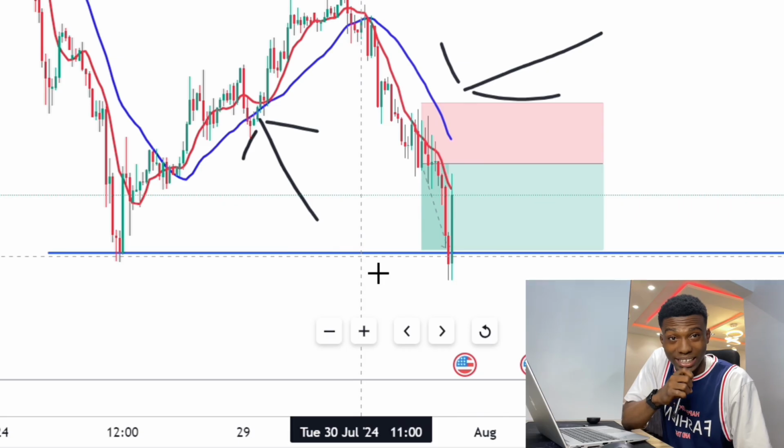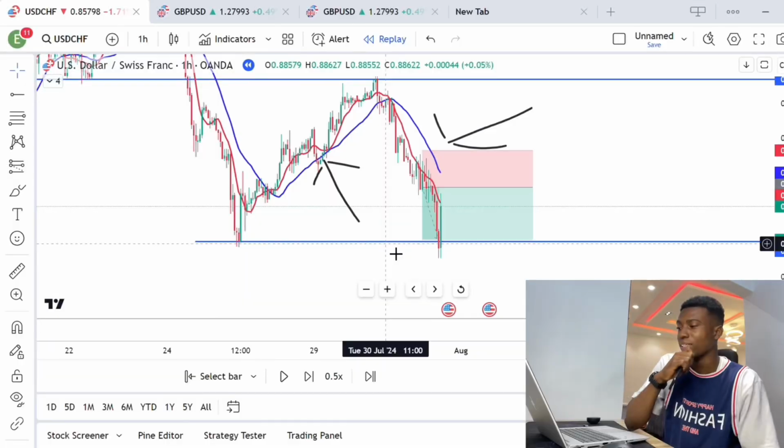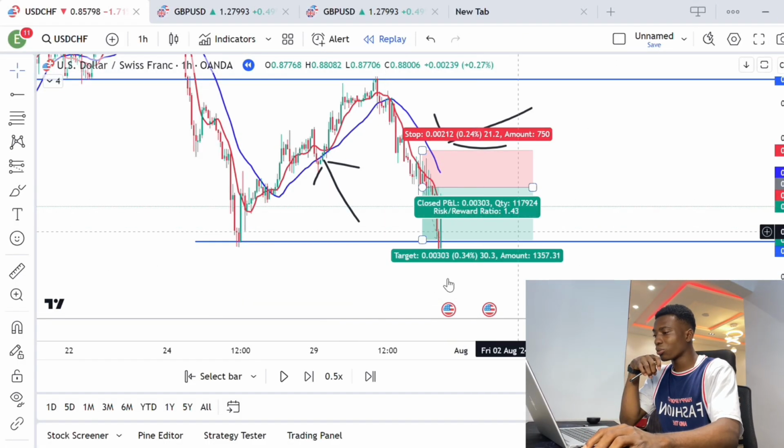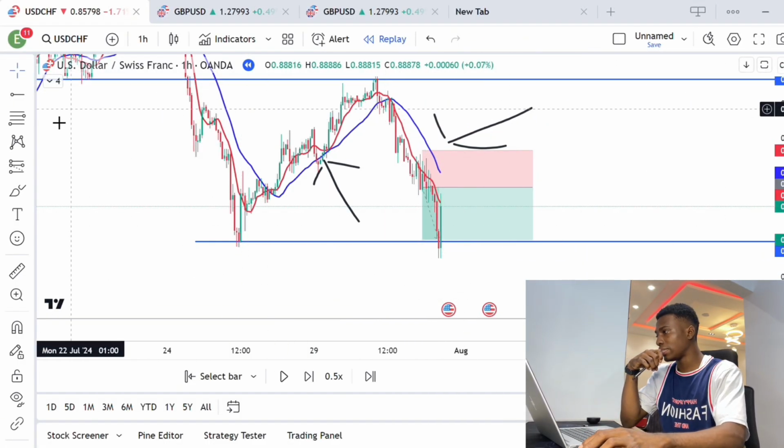The market dropped signs. It's just for us to see them. So basically this was practically my USD CHF trade.